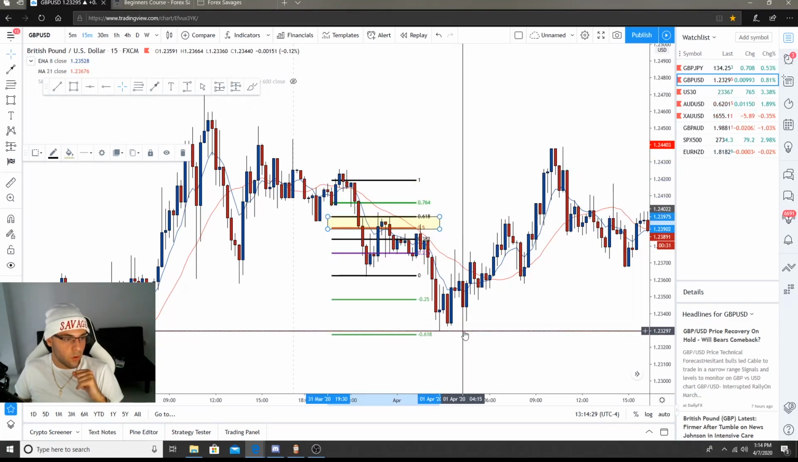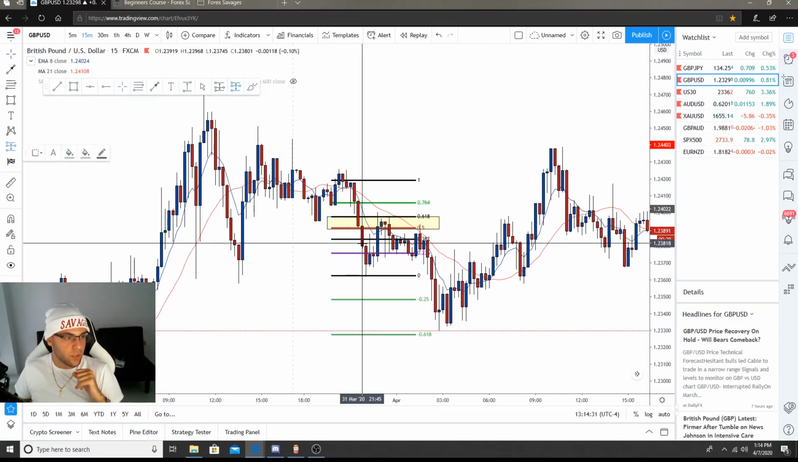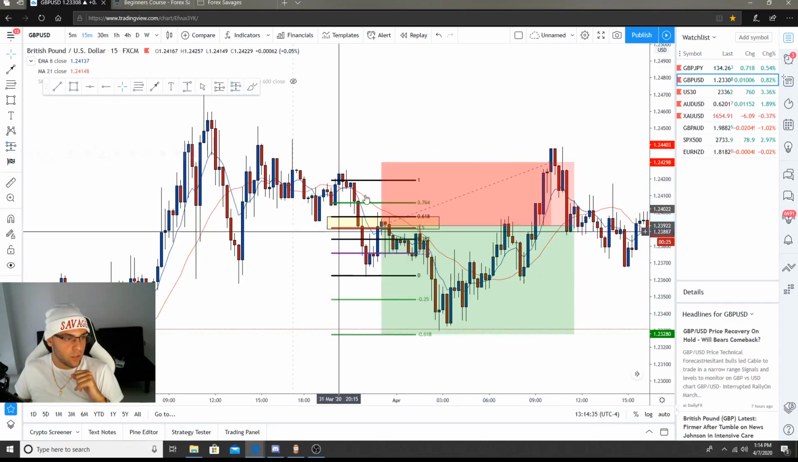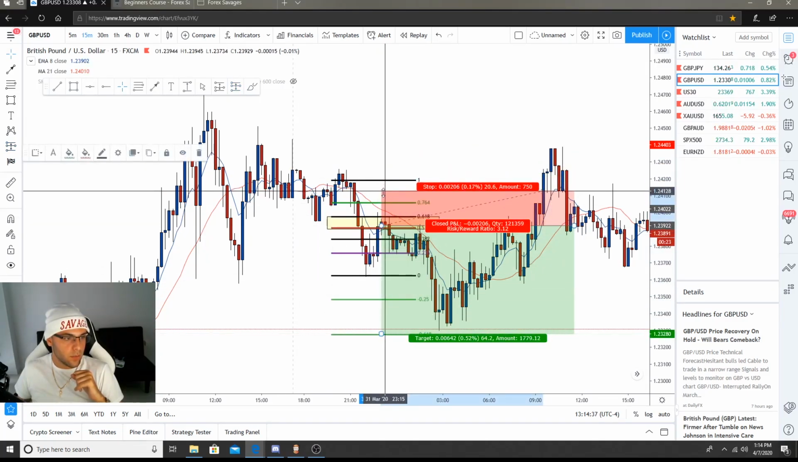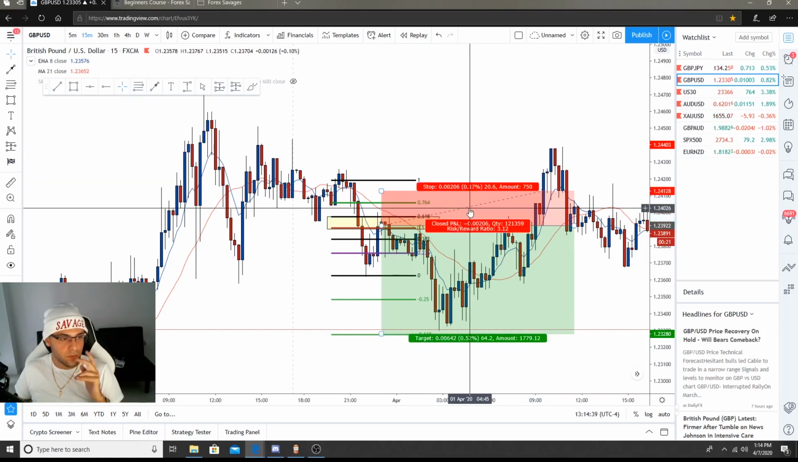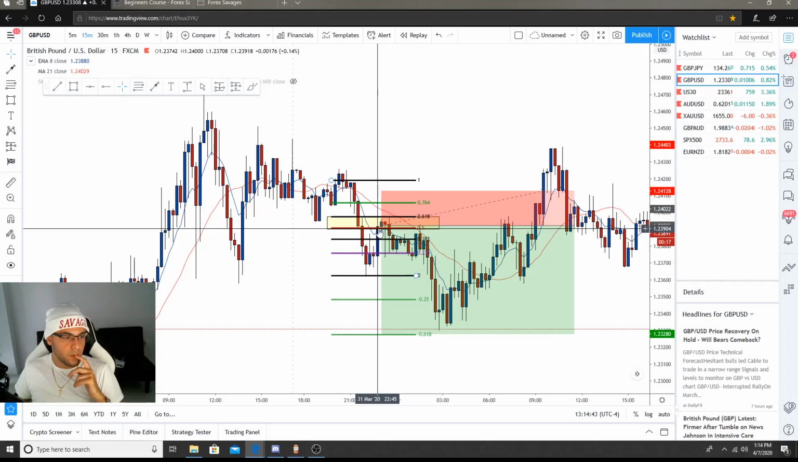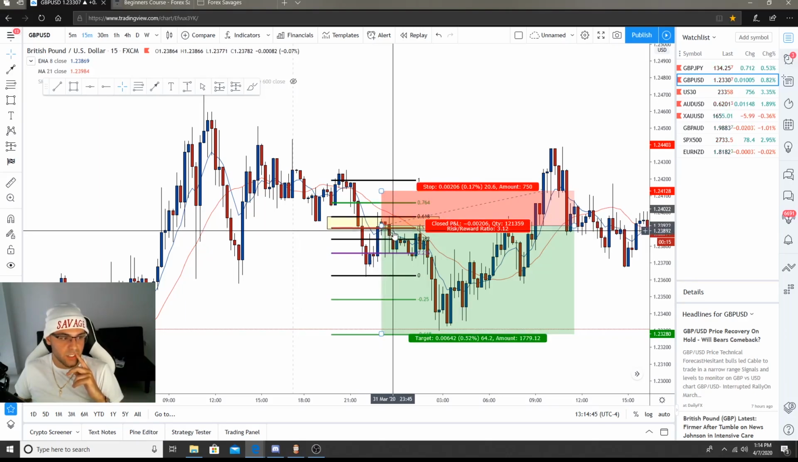Look at that. Take profit 4 almost smashed. If we would have sold here, look at that. We almost hit take profit 4. Could have put stops right here, 20 pip stop loss. Potentially make almost 3 times our risk. But look at this. This is during the Asian session.